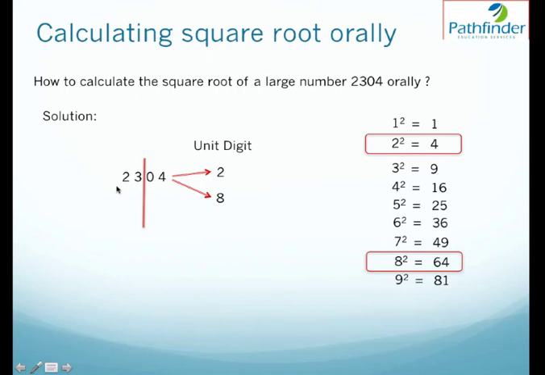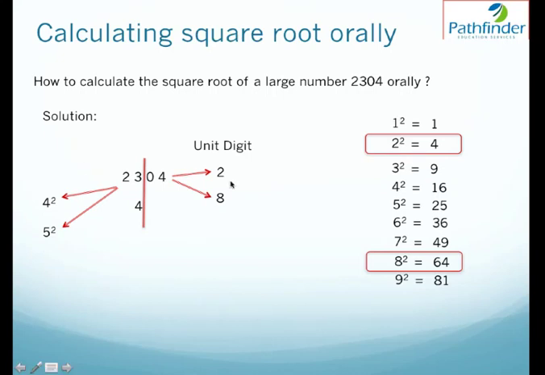But for now, let us try to calculate the first part of the square root. You can see that the first part of the perfect square is 23. Now if you notice, 23 lies between 4 square, that is 16, and 5 square, that is 25. So because 23 is just greater than 4 square, I know that the first part of the square root can be written as 4.